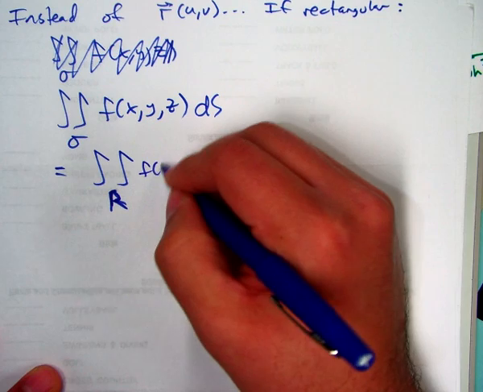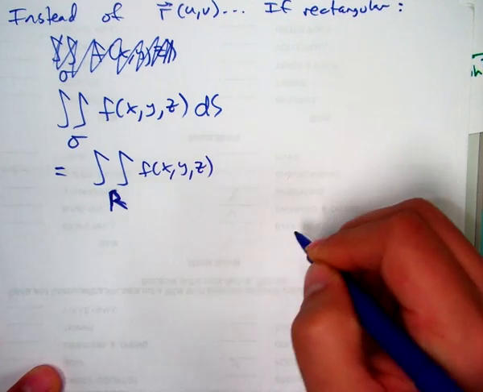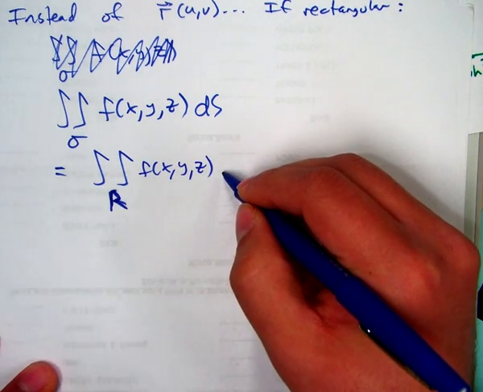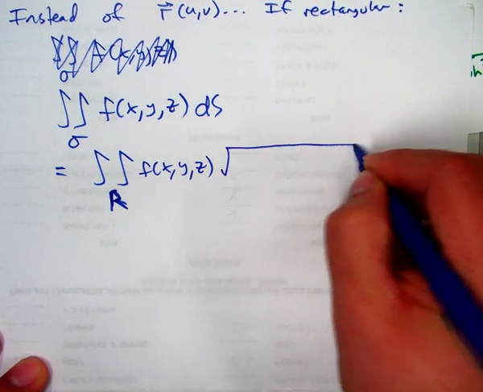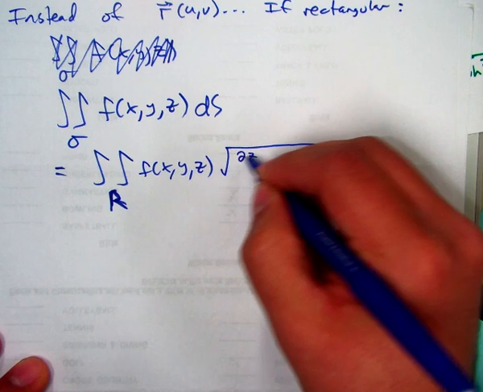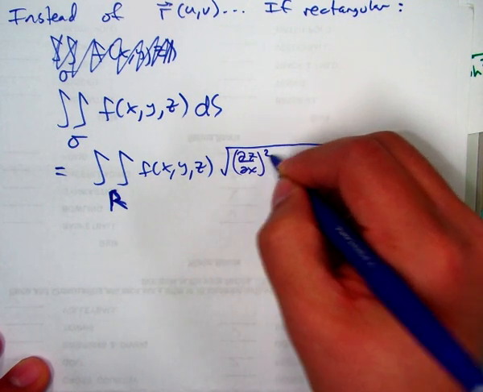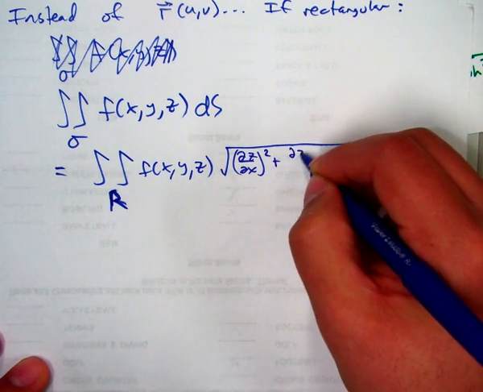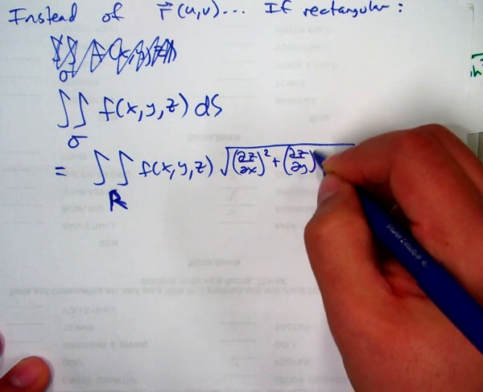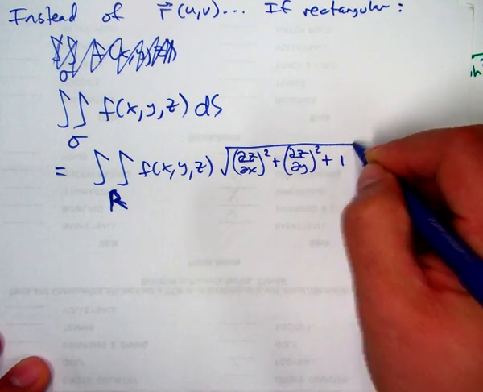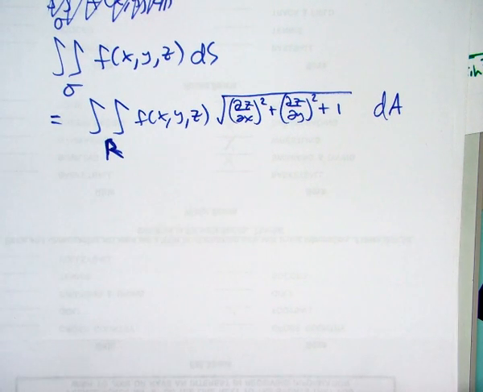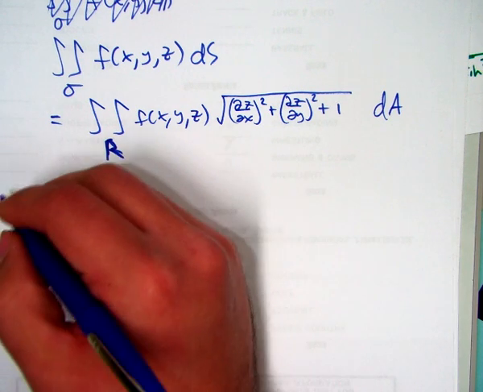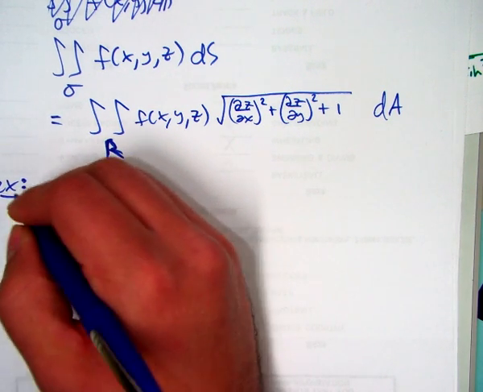We still have the density function, f of x, y, z. And now, instead of using the parametric surface formula for surface area, we'll use the square root of partial z partial x squared plus partial z partial y squared plus 1 dA.